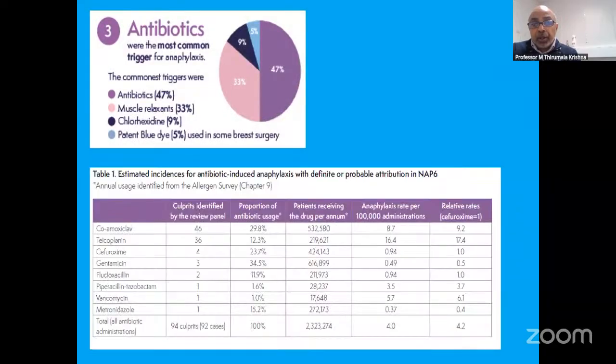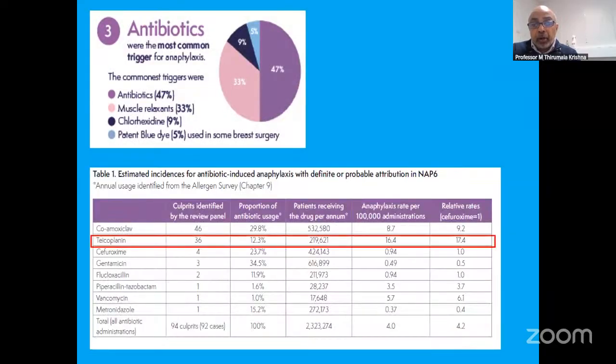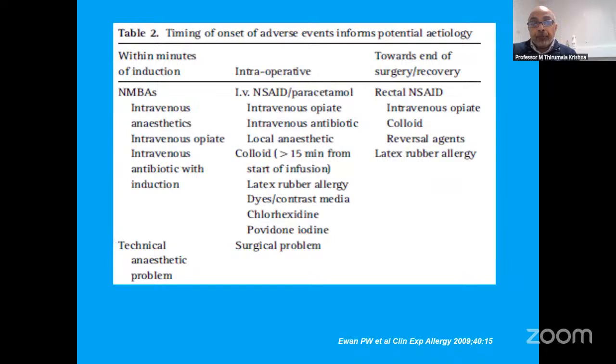Right. So this is an infographic which I've already gone through. There you can see the relative risk of teicoplanin anaphylaxis is 17. And this is the breakdown of different triggers. And as I said to you, nearly half the cases were antibiotics, followed by muscle relaxants, followed by chlorhexidine and patent blue dye. Now, we need to be a bit of a detective here.